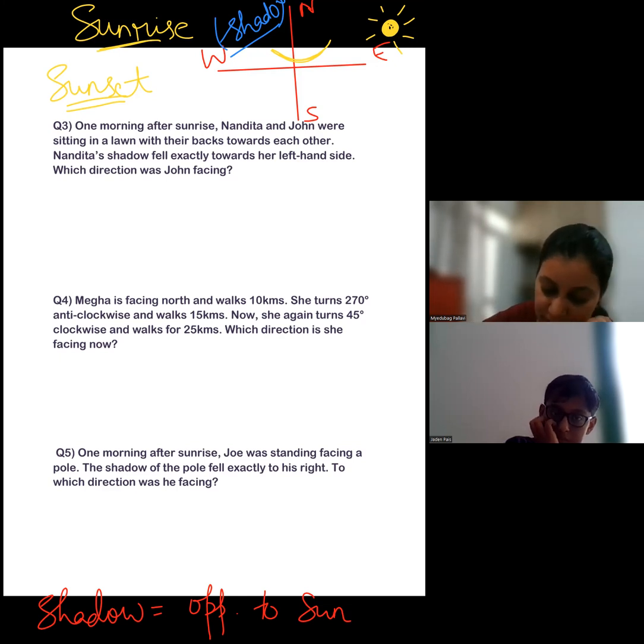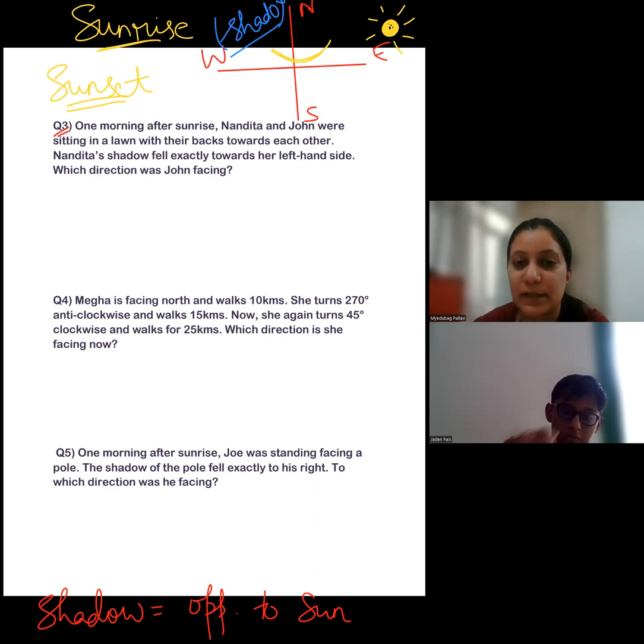For example, say question number 3. Now, one morning after sunrise, Nandita and John were sitting in a lawn with their backs towards each other. With their backs towards each other means if one of them is facing east, the other one must be facing the opposite direction, that is west. If one of them is facing south, the other one will be facing north, right? Because their backs are towards each other. That means they are facing opposite to each other.